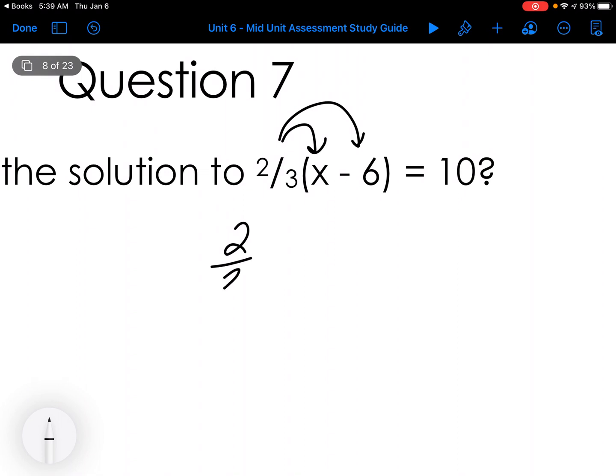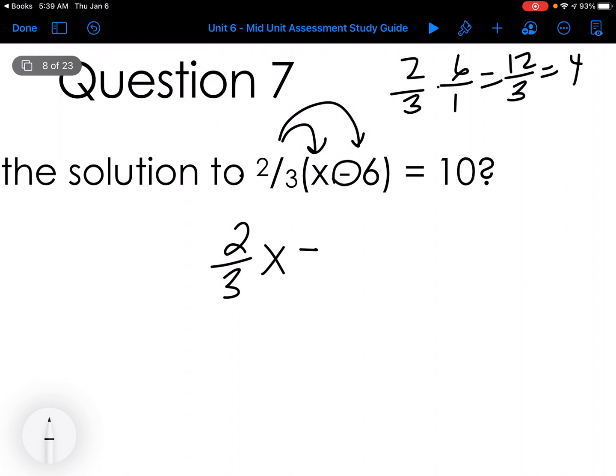So I have 2/3 x minus, because a positive times a negative is going to leave me with a negative. So 2/3 times 6/1. So it's going to be 12/3. 12 divided by 3 is 4.